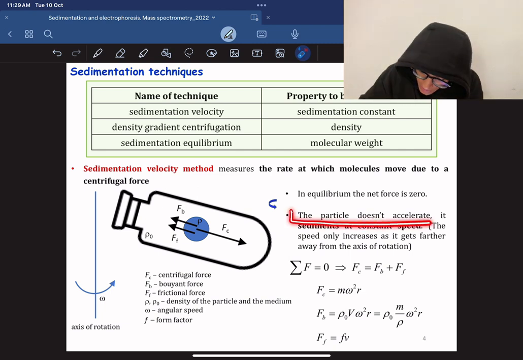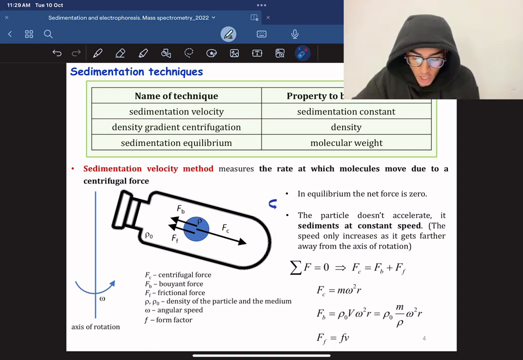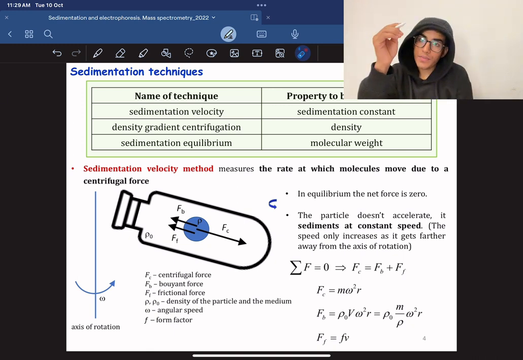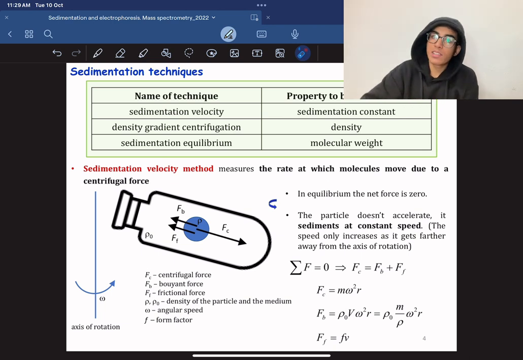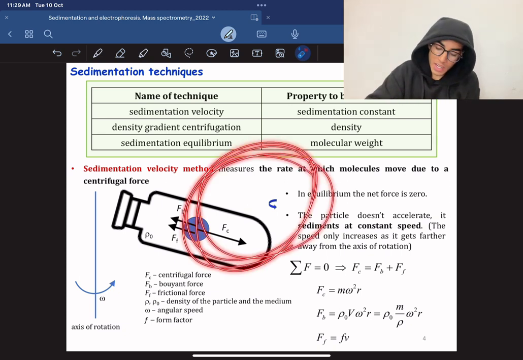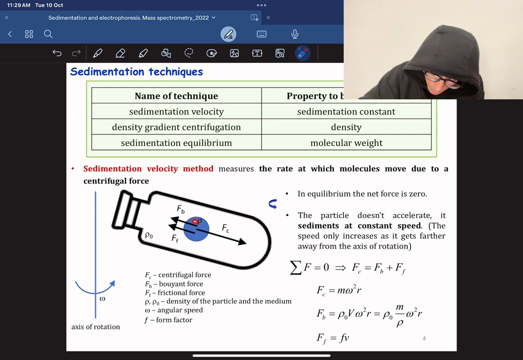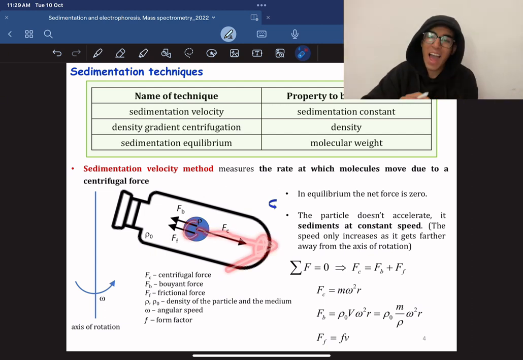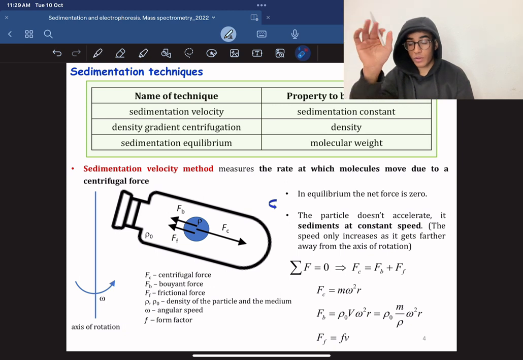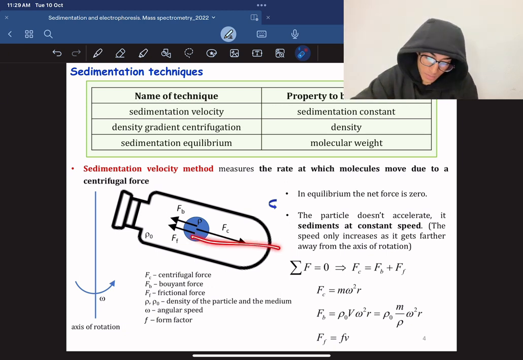The particle doesn't sediment at an accelerating speed. What happens is, we're looking for how fast this particle reaches a constant speed. At a constant speed, the spinning is constant, so the particle slowly comes down and rests over here. At one point, it's going to do that. So what we're measuring is the rate at which it comes down.